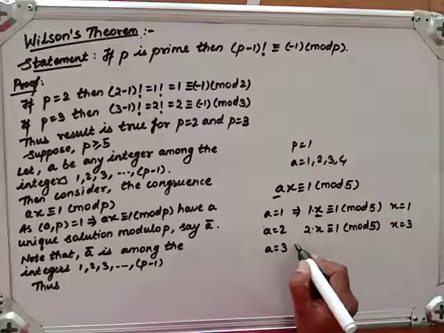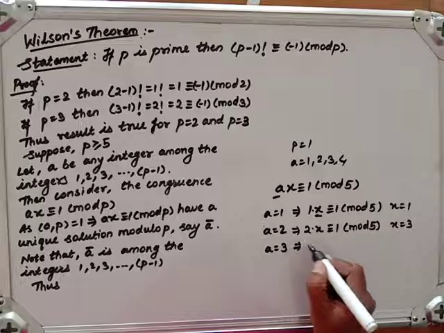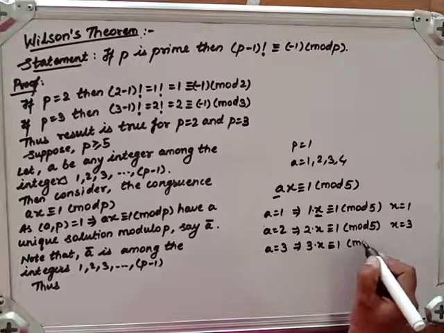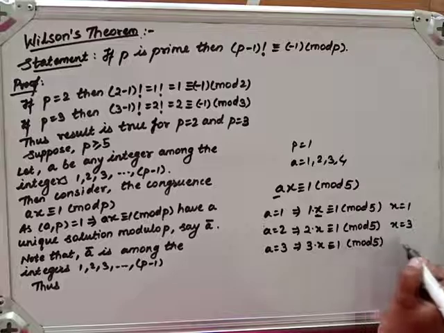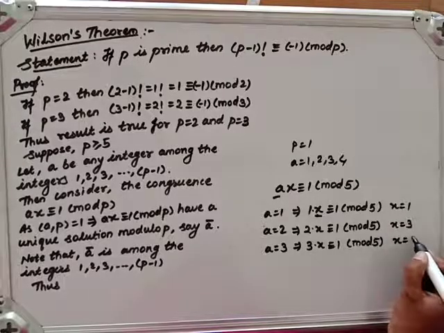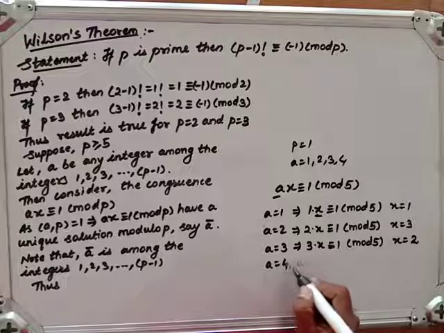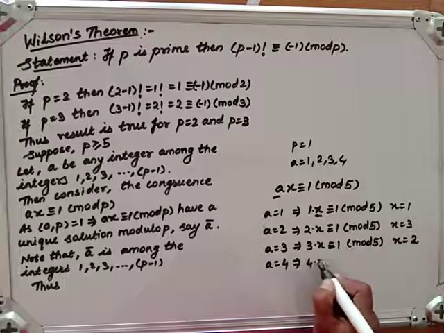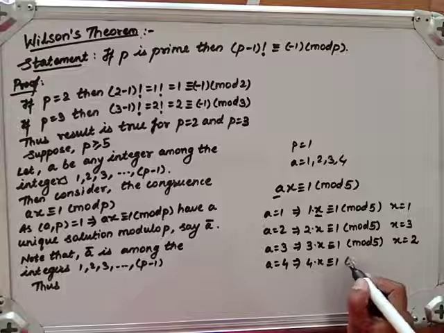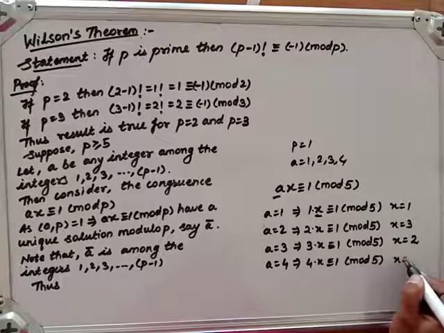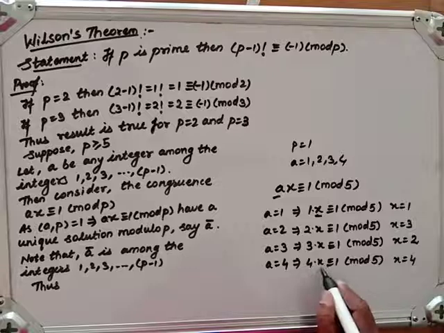Then if A is equal to 3, then what does it give? 3 into X congruent to 1 modulo 5. So X will be 2. Again A is equal to 4. Then it will be 4 into X congruent to 1 modulo 5. Then obviously here X is equal to 4 itself. 4 into 4, 16.